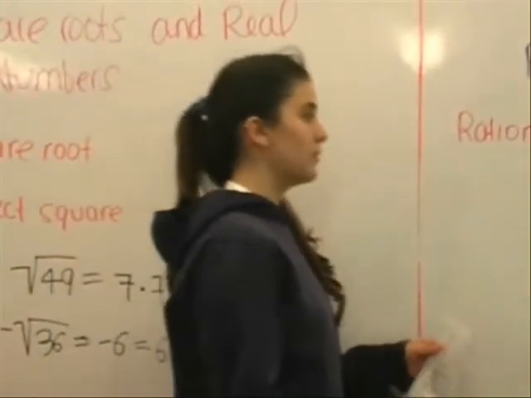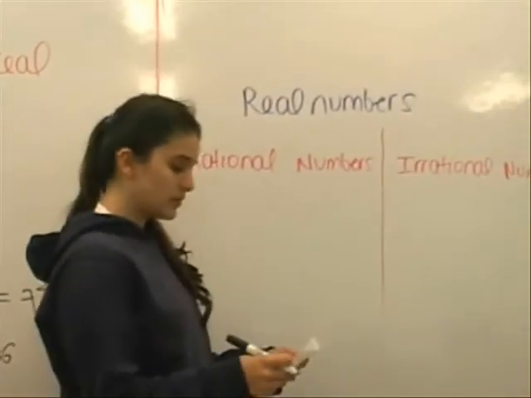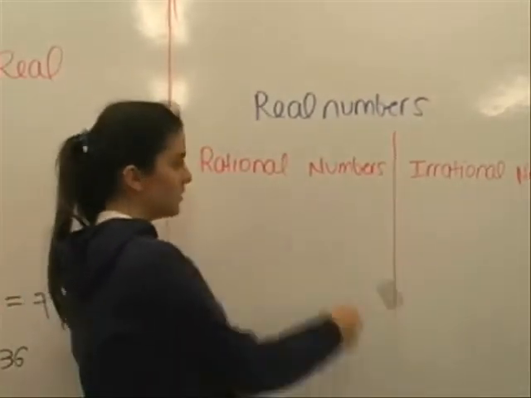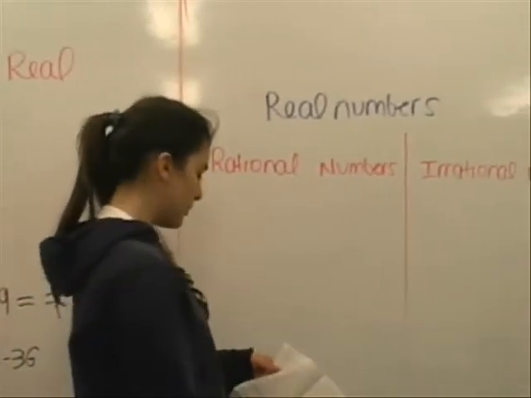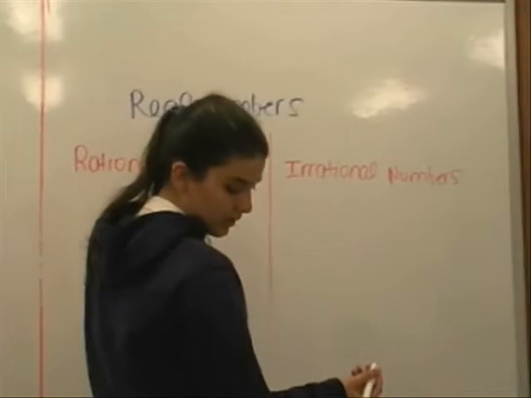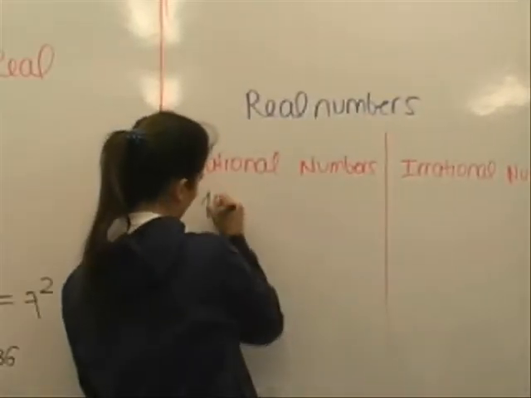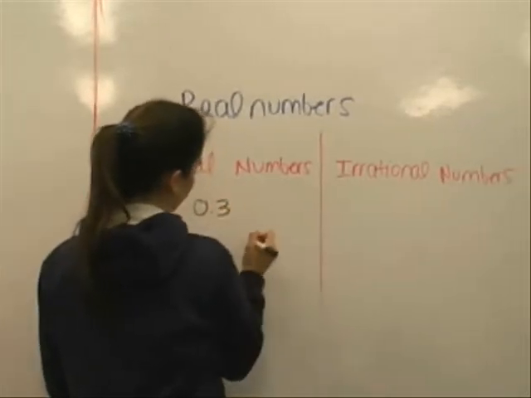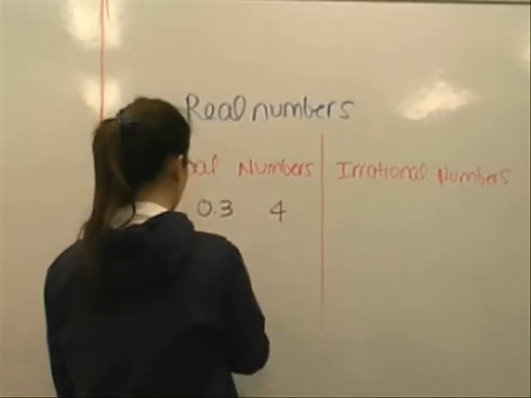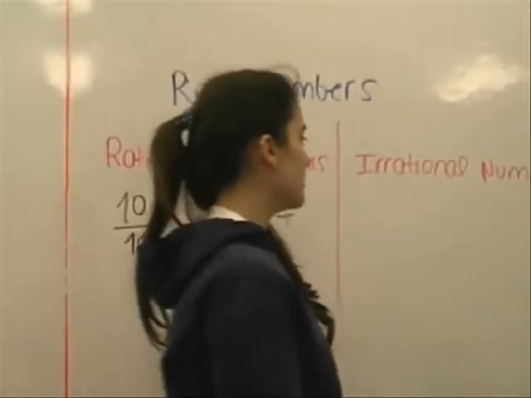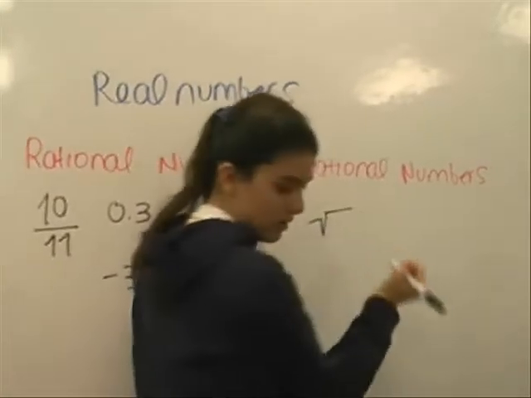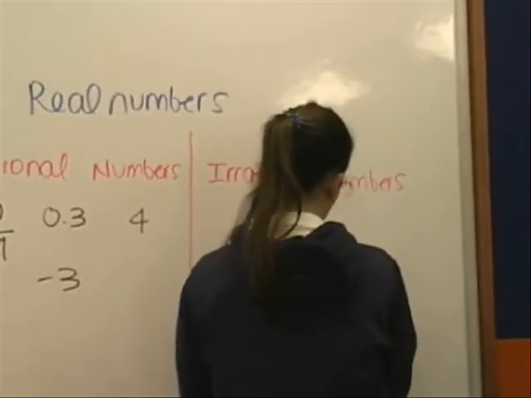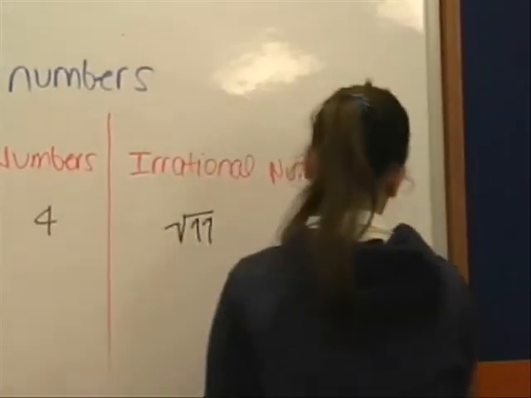Okay, real numbers. The real numbers are all the numbers that can be represented on the number line. The real numbers are divided into rational numbers and irrational numbers. The rational numbers, the examples are fractions, decimals, whole numbers, and integers. And irrational numbers are the ones that, for example, don't have an exact square root, or pi.